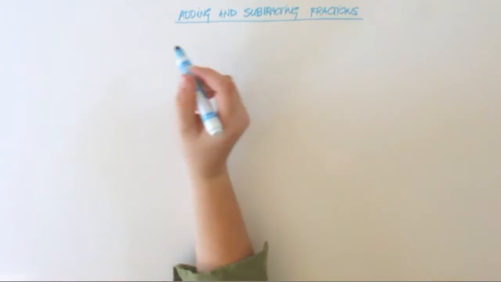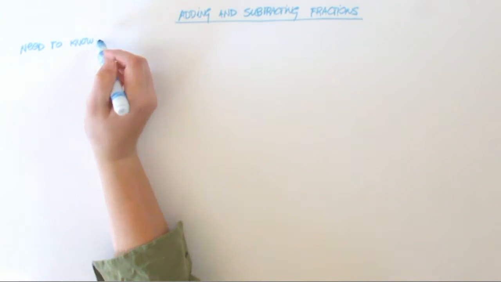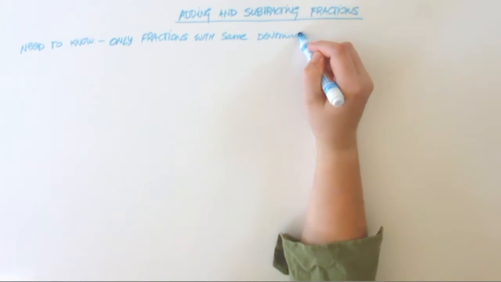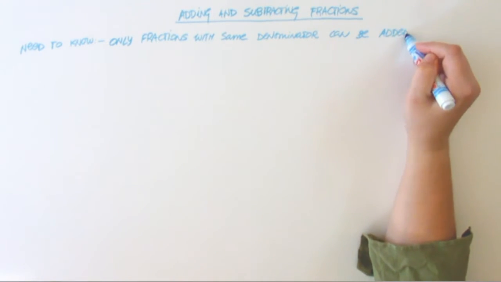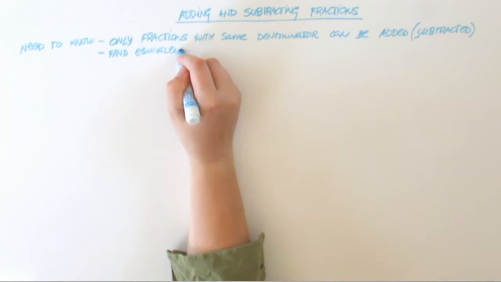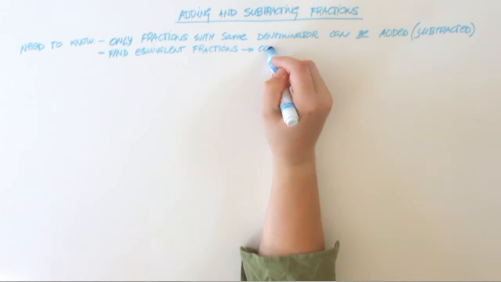Before starting, I need to know that only fractions with the same denominator can be added or subtracted. And that means I need to know how to find equivalent fractions, either by cross-multiplying or by using the lowest common multiple technique.